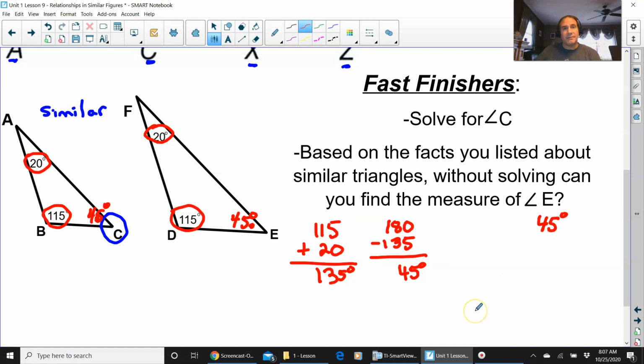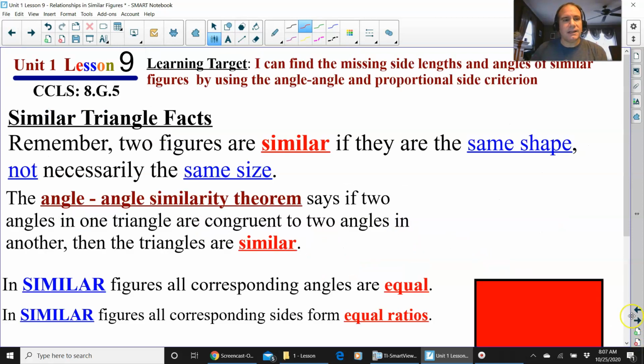All right, just remember, in similar figures, corresponding angles are equal to each other. It doesn't matter big, small, doesn't matter. But the corresponding sides form equal ratios. And let's go on to the next page and see what we have.